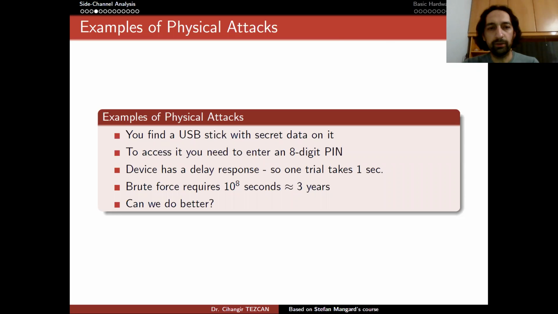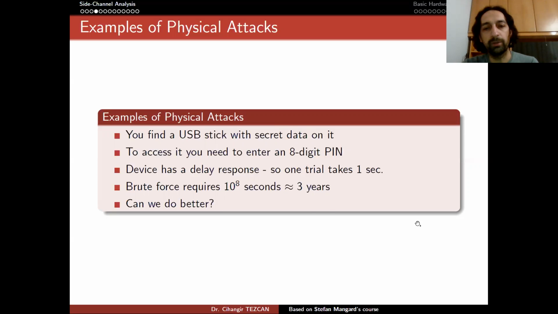Assume that you found a USB stick with secret data on it. To access it, you need to enter an 8-digit PIN. The device has a delay response, so one trial takes 1 second. So there are 10 to the 8 different PINs that you can enter. In the worst case scenario, you have to try all of the keys, which will take 3 years.